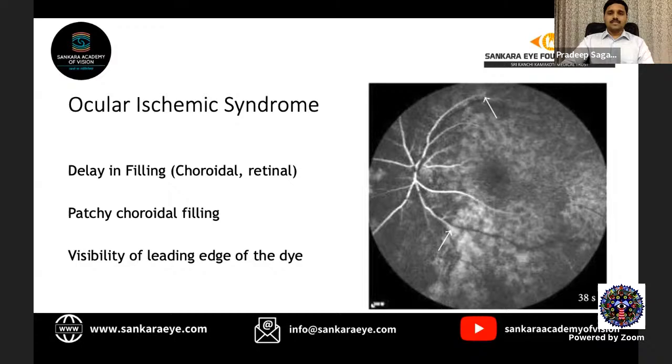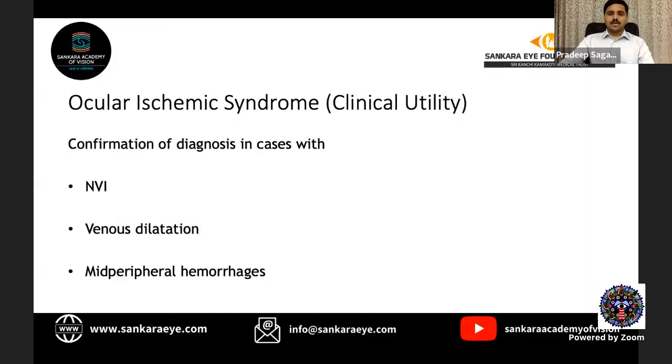Normally, the leading edge of dye is not capturable in fluorescein angiography because the flow is usually faster. So whenever there is a slow flow, as in ocular ischemic syndrome and in central retinal artery occlusion, we will be able to see the leading edge of the dye. So in this case, we can see the leading edge of the dye and choroidal patchy filling. Whenever we come across a case in which we are suspecting ocular ischemic syndrome, such as a case with presence of neovascularization of iris, venous dilatation, and mid-peripheral hemorrhages, the diagnosis of ocular ischemic syndrome can be confirmed by fluorescein angiography.